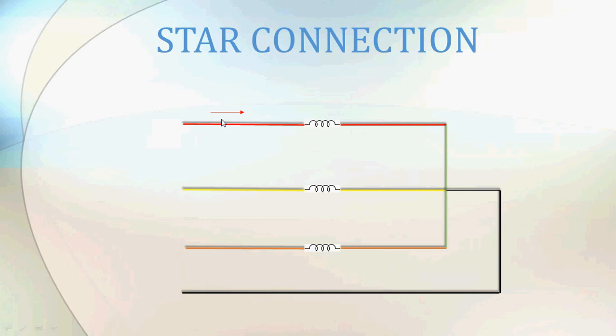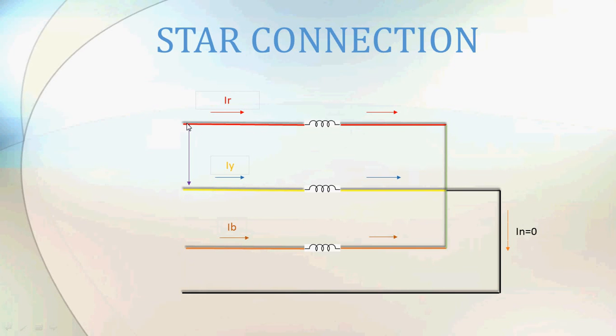Now each line will have its individual current. Let us say the red line has its own current as red current. The yellow line has its current as yellow. Similarly, the blue line has the current as blue, IB. Then the current flowing through the neutral is simply denoted by letter IN. Since it is neutral, the charge to this line will be 0, or the current flowing through the neutral line will be 0.